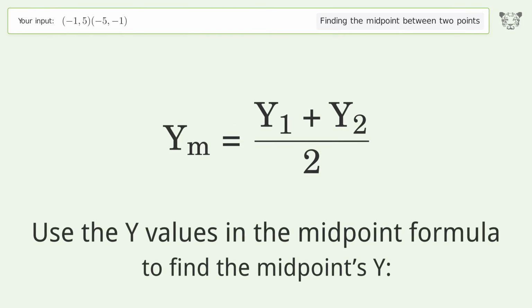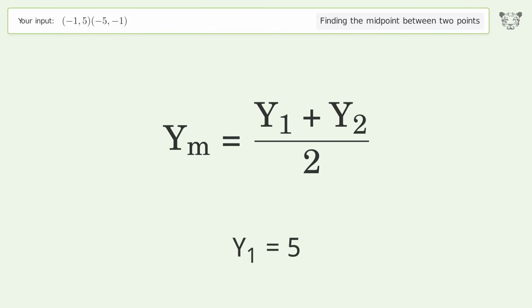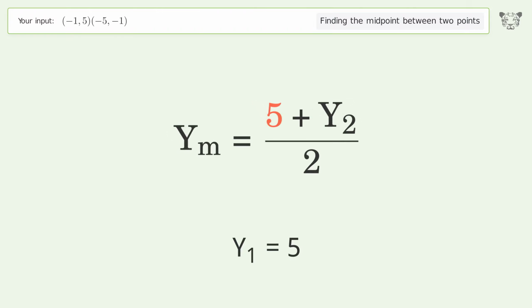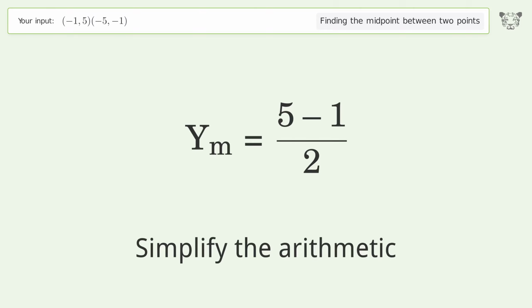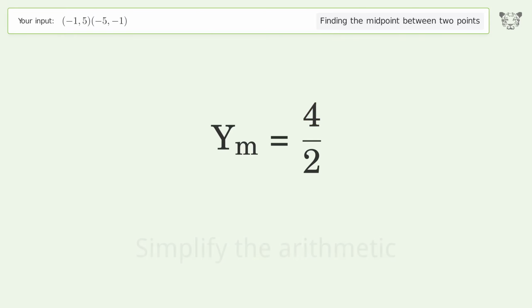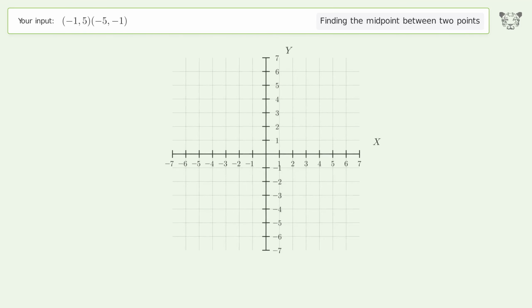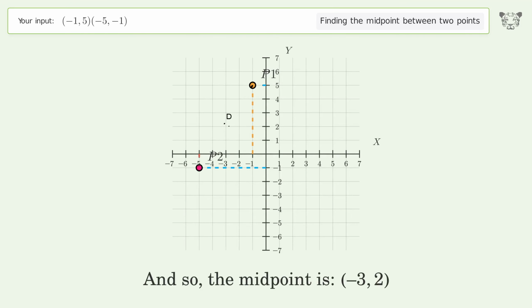Use the y values in the midpoint formula to find the midpoint's y. y1 equals 5. y2 equals -1. Simplify the arithmetic. And so, the midpoint is -3, 2.